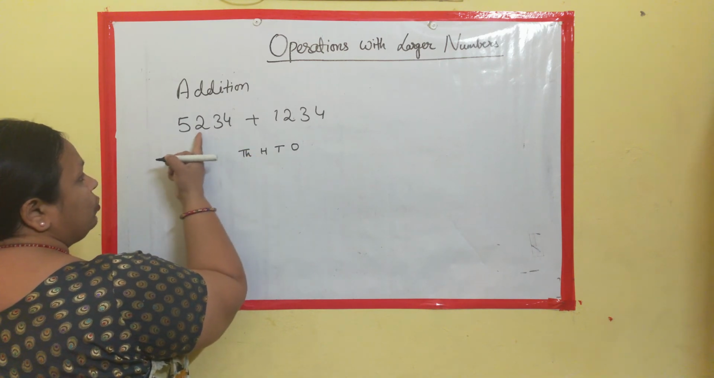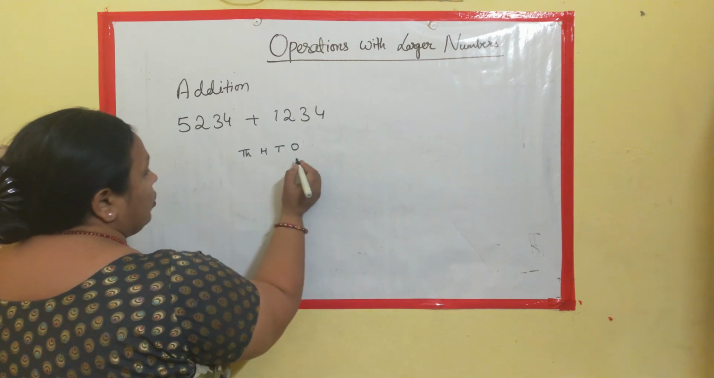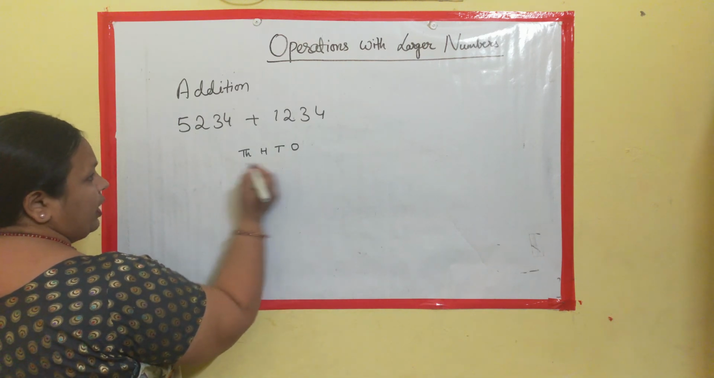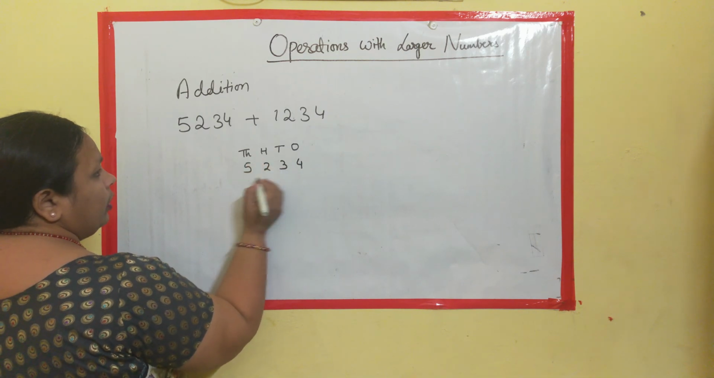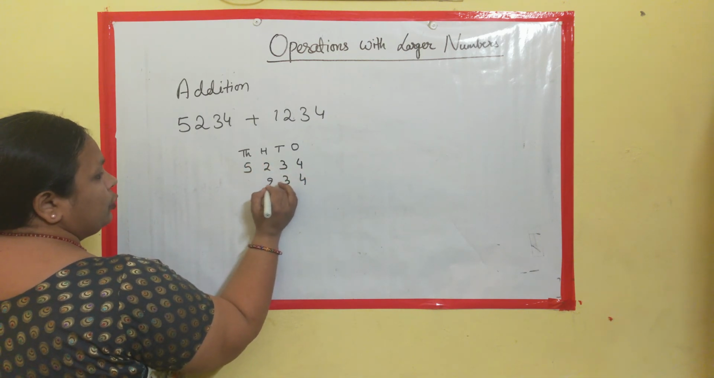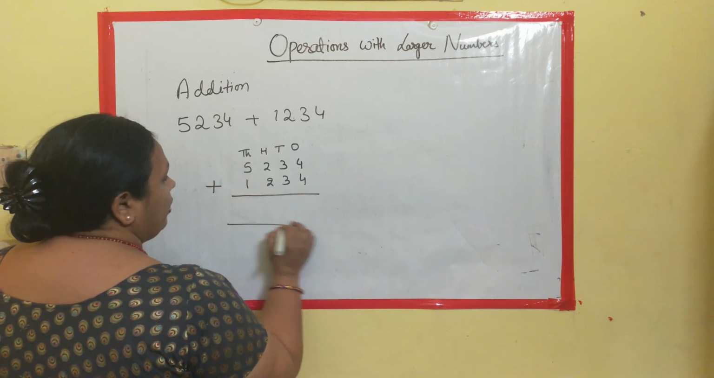Clear? We have 1, 2, 3, 4, 1, 2, 3, 4, 1, 2, 3, 4. So, first, start writing from the ones place: 4, 3, 2, 5, 4, 3, 2, 1. Put the sign of addition and add the numbers.